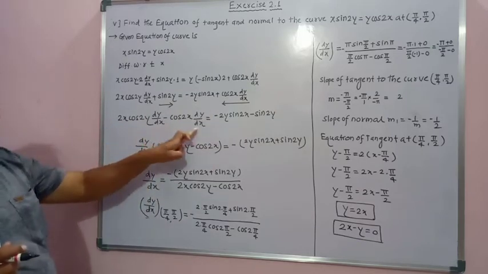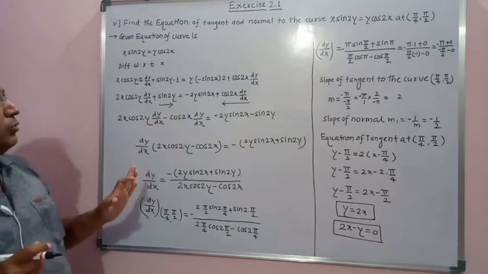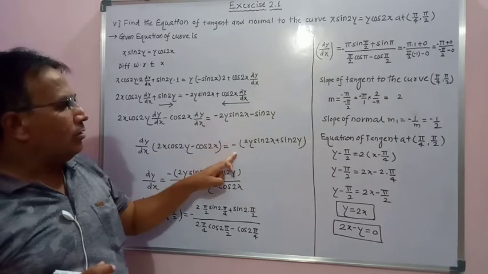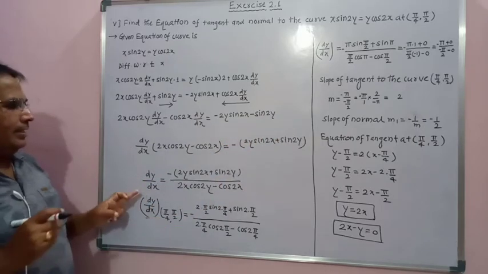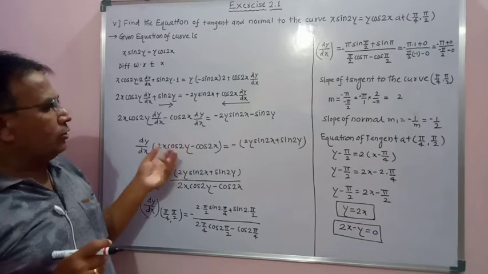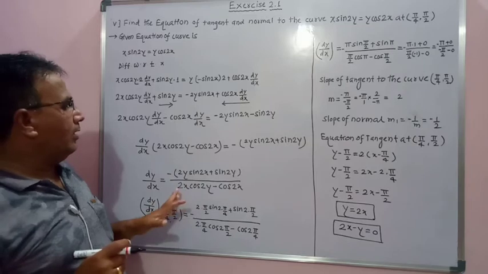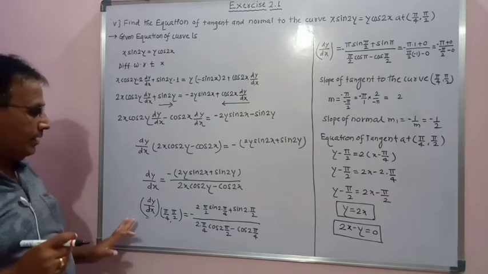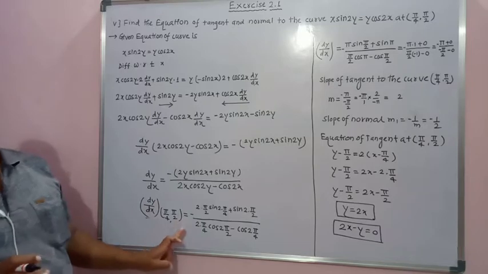Therefore, dy by dx is common: dy by dx into 2x into cos 2y minus cos 2x equals minus, with the minus common, 2y into sin 2x plus sin 2y. Therefore, dy by dx equals minus 2y into sin 2x plus sin 2y, divided by 2x into cos 2y minus cos 2x. This is the value of dy by dx. dy by dx is the slope of tangent at the point pi by 4 and pi by 2.